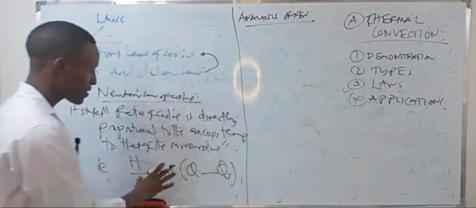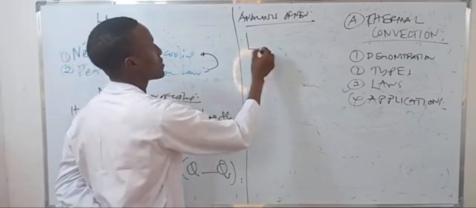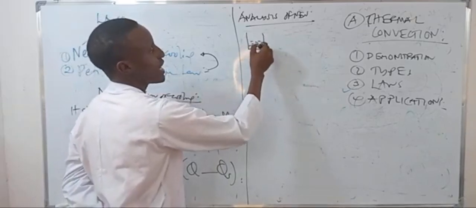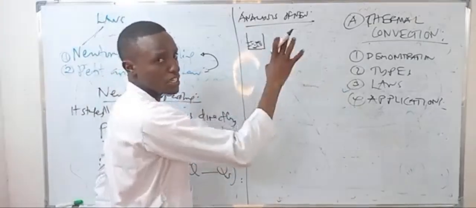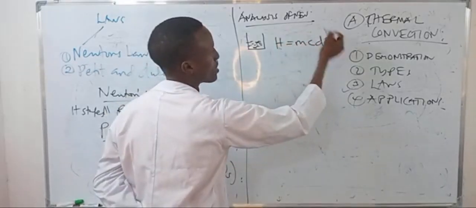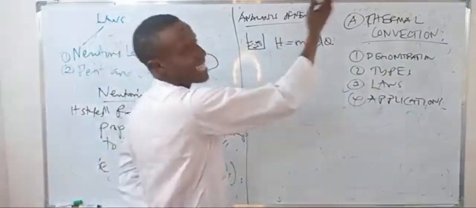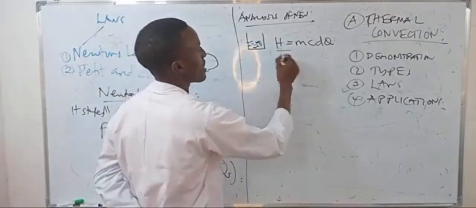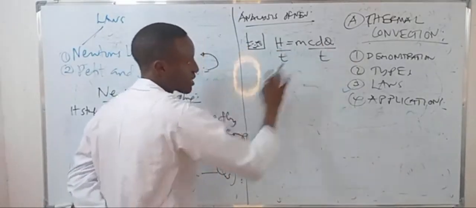Look here. If you have a liquid here, the heat it can lose or absorb depends on its specific heat capacity. Heat will just be mc times the change of its temperature. So if we find the rate of losing heat, we divide by time.